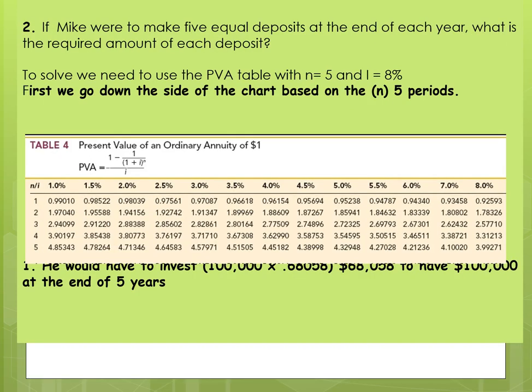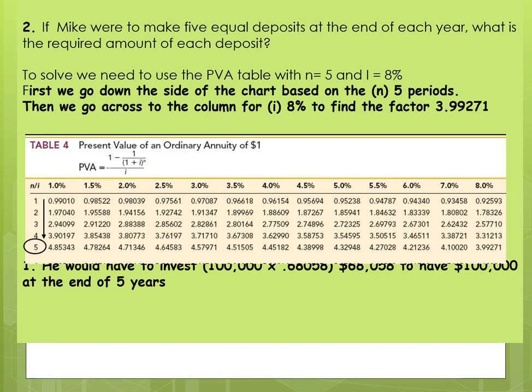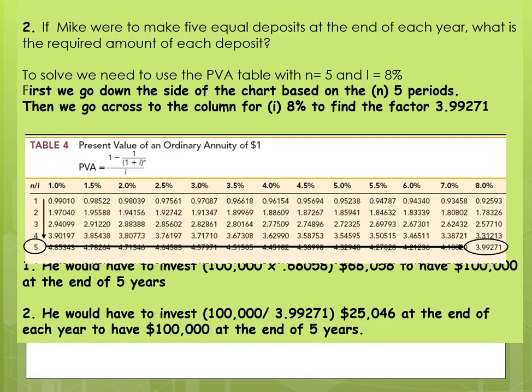Now let's go to our second option. We want to make 5 equal payments with the first one at the end of each year. Now in that case, we'd be doing the present value of an ordinary annuity, and this would be our factor. And in this case, what we do is we divide that into the 100,000, which means that at the end of each year we'd make a payment of $25,046, so that at the end of the 5th year we'd have $100,000.